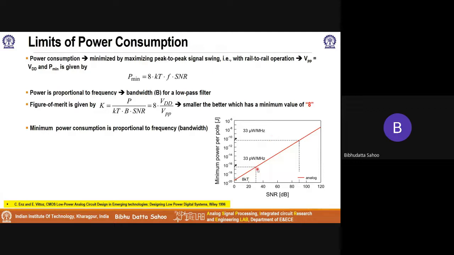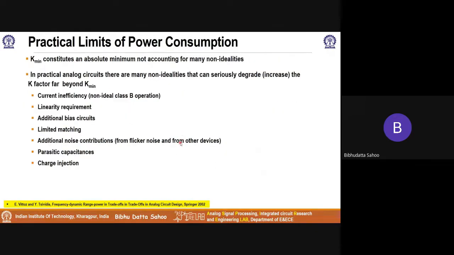Okay, so certainly as we keep increasing the SNR, we would have to burn more and more power. If we have to increase the bandwidth, it means our pole frequency is going to increase, and therefore pole frequency increasing results in more and more power as well. So that is the bottom line. This kind of sets the trend.